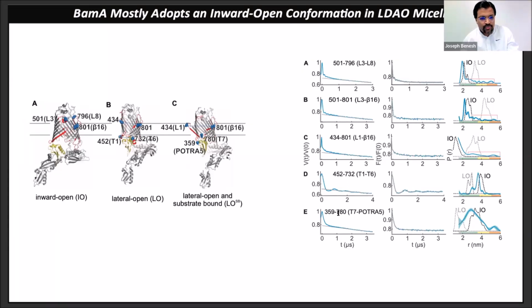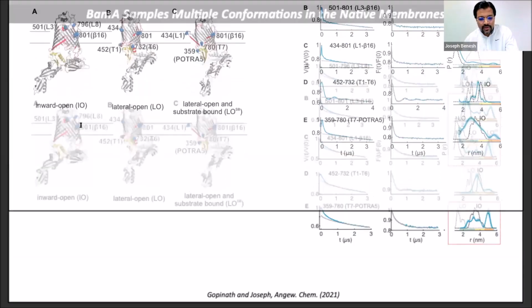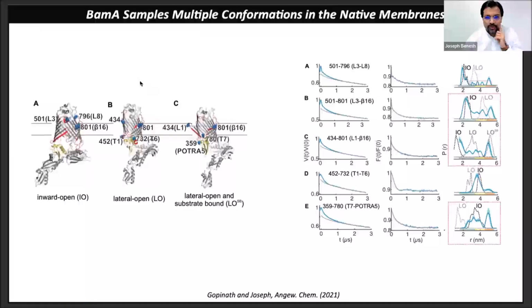And when we look at the distance between POTRA 5 and T7, we are measuring between POTRA 5 and T7, and this is the distance we are looking at here. There also we see that the experimental distribution is closer to the inward open conformation, but a little bit broader than the simulations, again, likely due to the flexibility of the structural elements. So overall, what we can say is that in LDAO micelles, the BamA barrel has a conformation very similar to the inward open conformation.